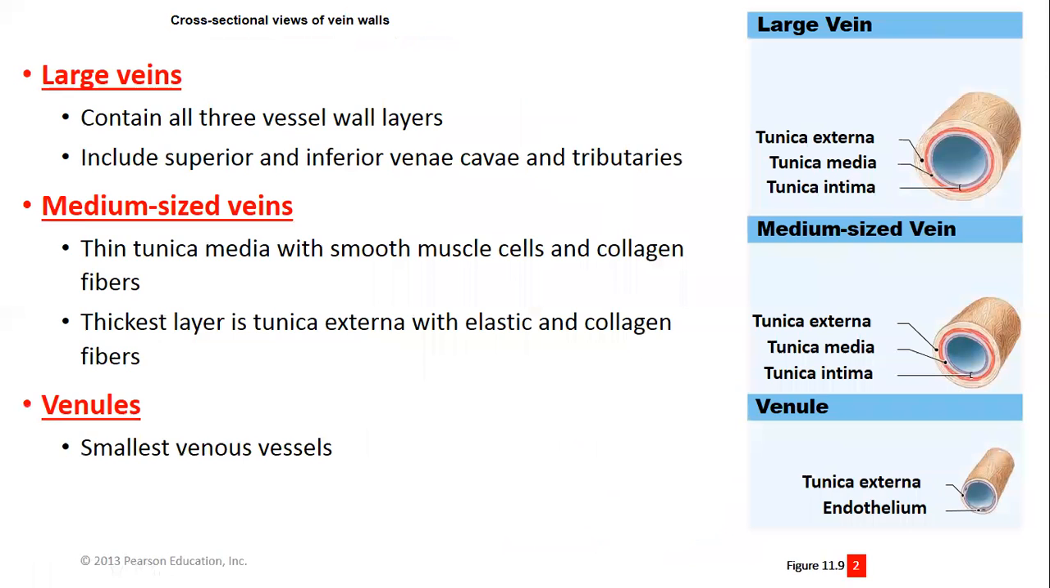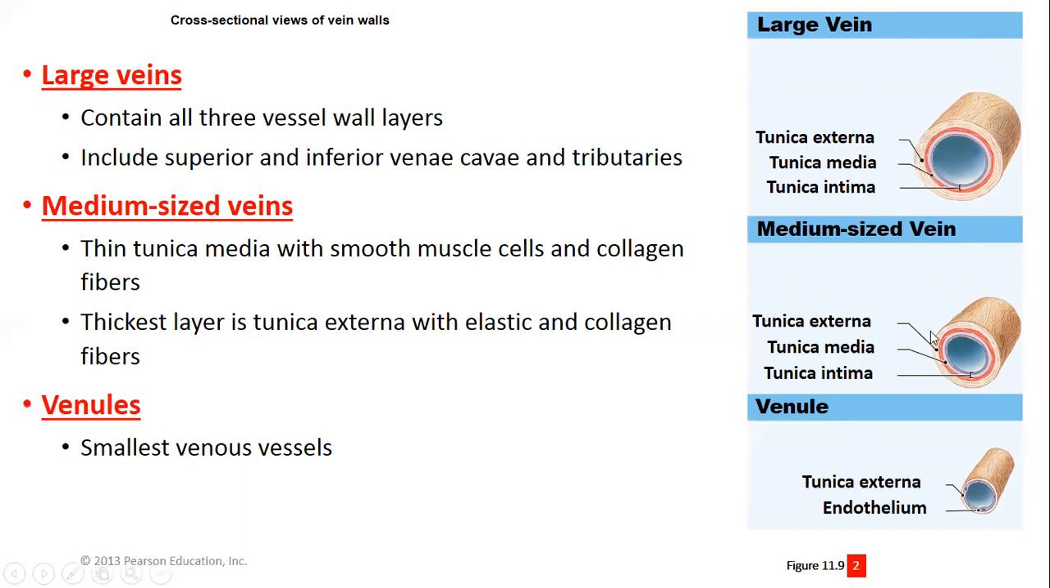Large veins in the body contain the same three layers. The medium-sized veins also have three layers, but the layers are a little bit thinner, especially the tunica externa becomes thinner. The tunica media, again, has smooth muscle and collagen fibers. And then the smallest venules only have a tunica externa and an endothelial layer. So look, there's no muscle in venules at all.